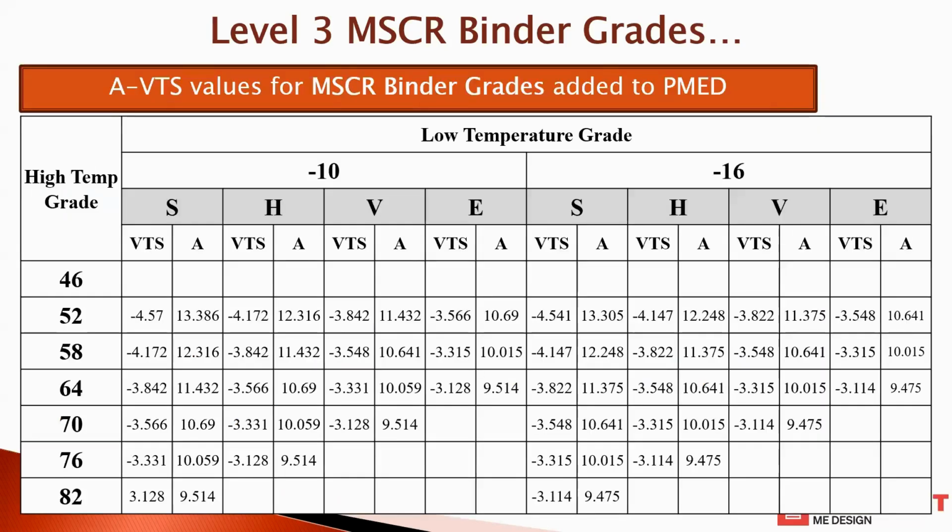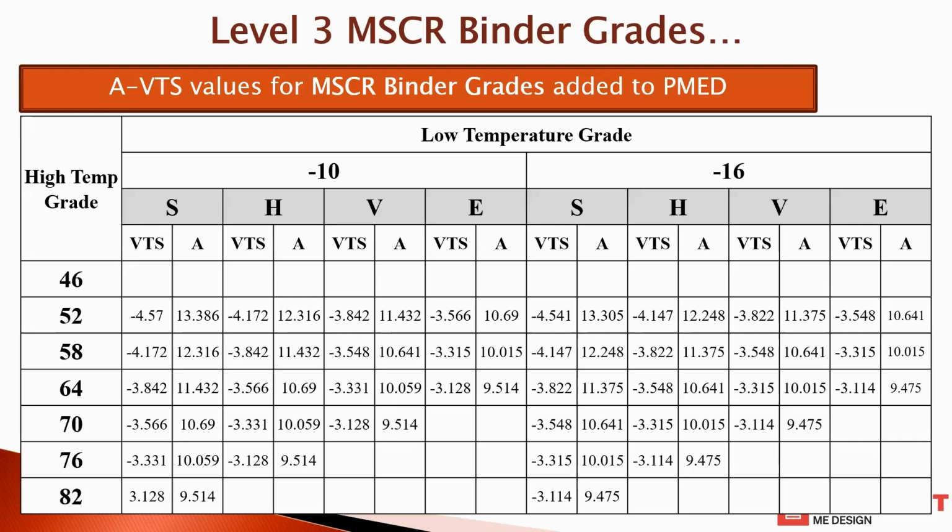So this was our basis for the MSCR input level 3. Level 3 MSCR binder grades are based on default A and VTS parameters that are currently in the PMED, and that was used to characterize different binder grades according to the AASHTO M332 specification. So the PG52S-10 would be the old PG52-10, and PG52H-10 would be the old PG58-10 binder.